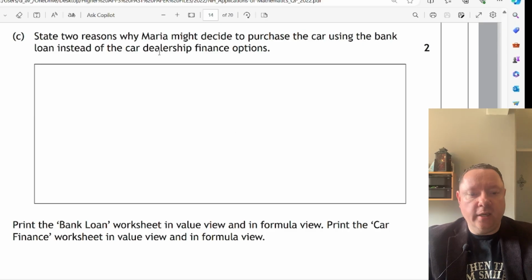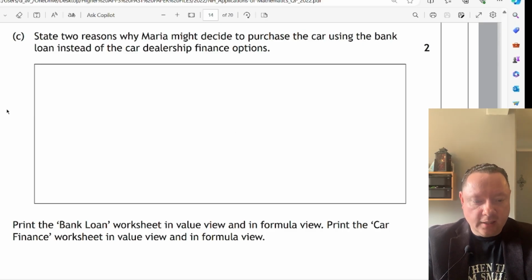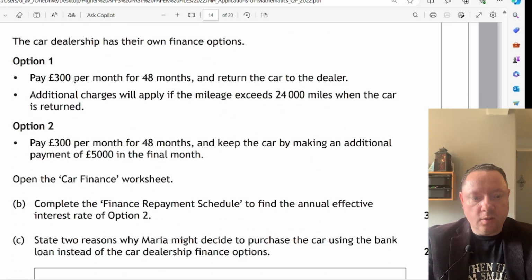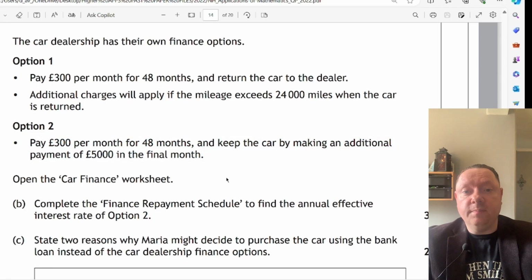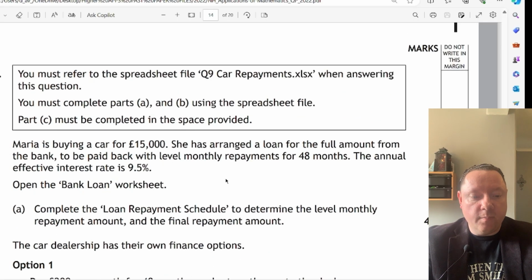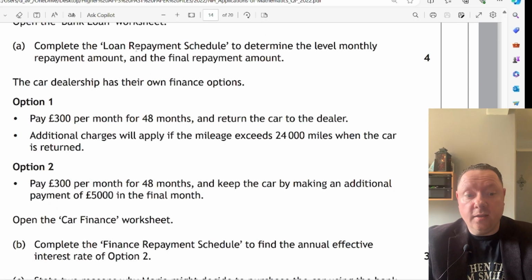So C, state 2 reasons why Maria might decide to purchase a car using the bank loan instead of car dealership finance options. So if we look at the finance options given to us, option 1 is pay 300 and return the car, or she might exceed the miles. So she might not want to do that because she has to return the car. Option 2, she has to pay an additional 5,000 in the final month, so it's not the same monthly payment each month, whereas the bank loan is. So that's all you have to write, really.